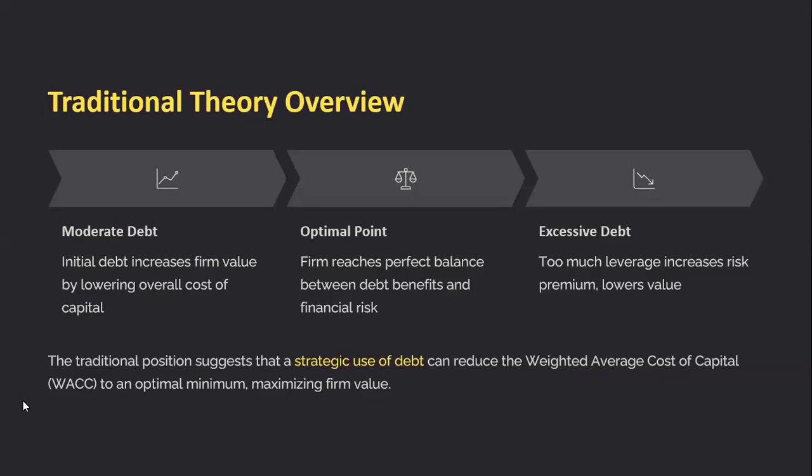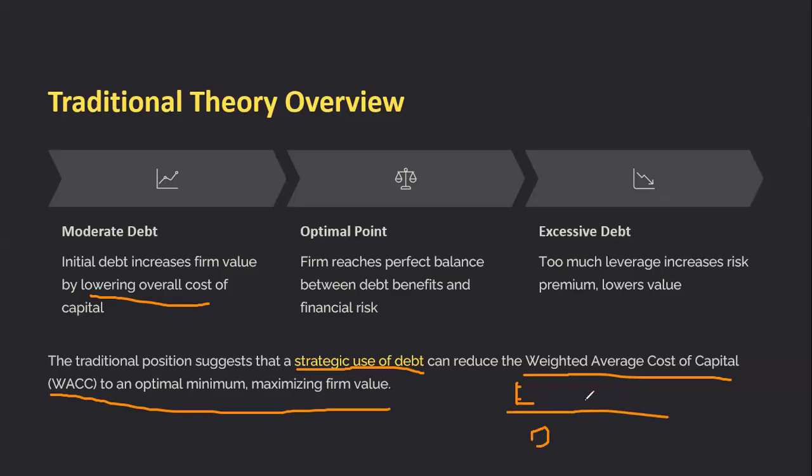Now, for the traditional approach, they follow one important factor, which is called the weighted average cost of capital. So, strategic use of debt will reduce the cost of capital when my production increases. And what is strategic use of debt? The weighted average cost of capital is the concept where I have to allocate importance to the equity and importance to the debt in proportion.